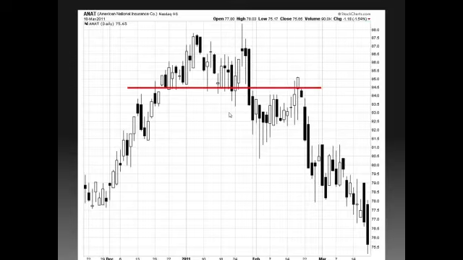Okay, another concept I teach course members, and it's only for course members, is the concept of dynamic support and resistance. So obviously we're looking at dynamic resistance here, and this actually met dynamic resistance at the same time that it met the horizontal resistance. Okay, when you couple those two together, you have a very powerful resistance level, and that's where we look for our trades. Let's take a look at another chart.